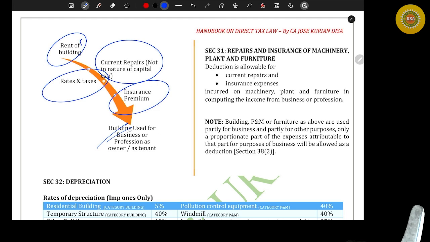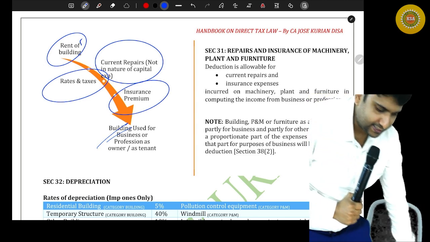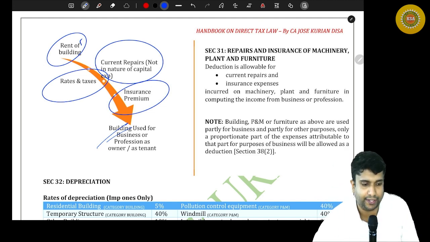Are you with the common sense? Yes or no? So that's what they are saying under section 31. Is that clear till now? Is that point clear for everyone?